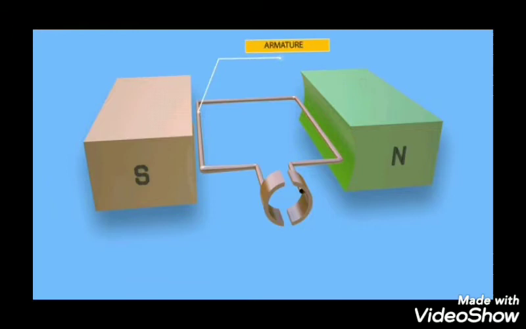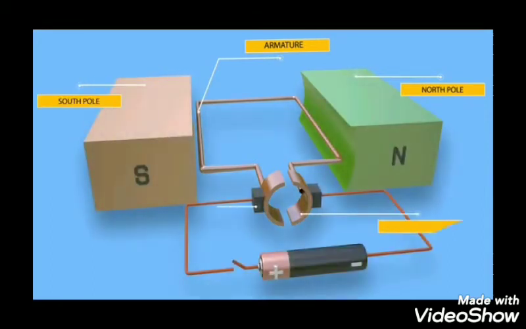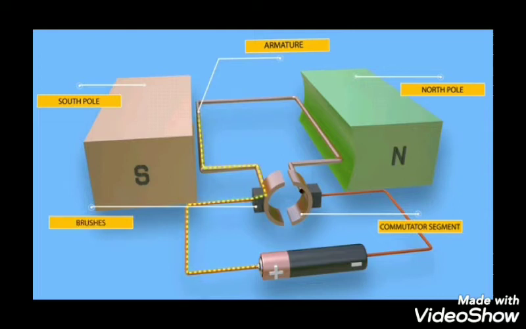Here you can observe, children, there is an armature, as I told you, and two split rings are attached and soldered to it, and it is kept in between two magnetic poles, south pole and north pole. The armature is connected to two brushes, and by connecting wires it is connected to a battery. You can observe, children, the split rings are commutators. Split rings you can observe clearly there, and here the south pole and north pole are there.